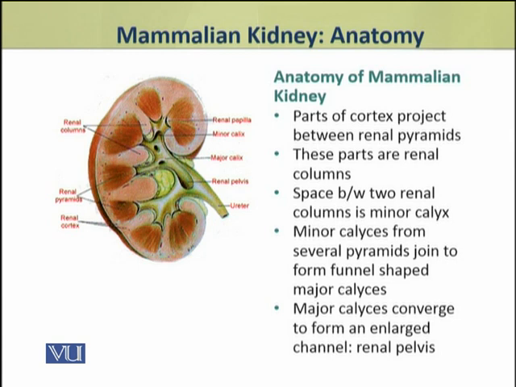The parts of cortex also project between the renal pyramids. These parts are called renal columns.